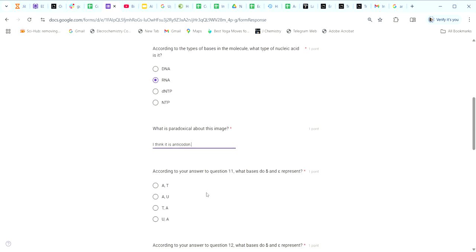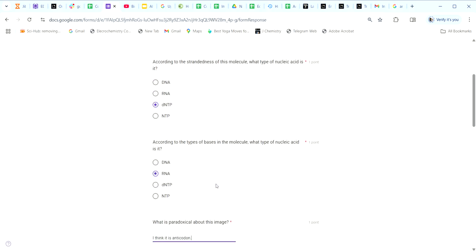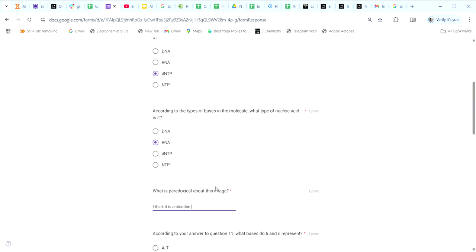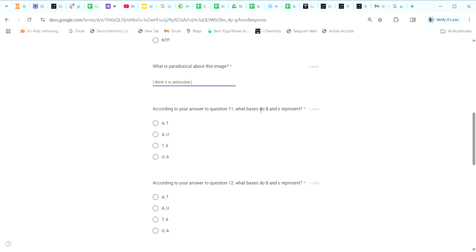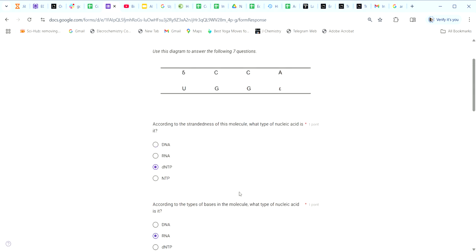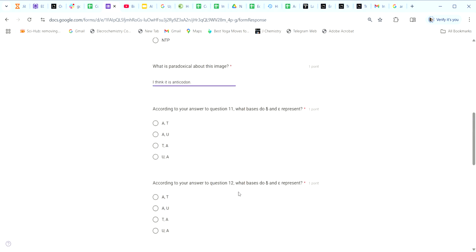According to your answer to question 11, what bases do delta and psi represent? Delta and epsilon.